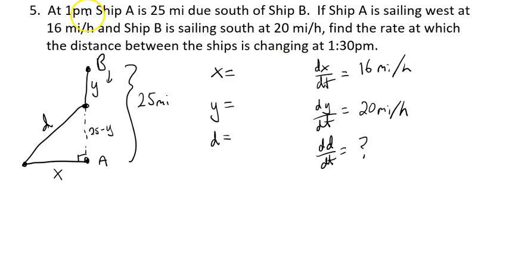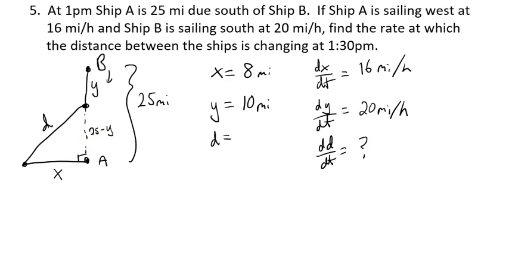30 minutes has passed. Ship A started at 1 p.m. It's now 1:30. So you can figure out how far it went. It was sailing at 16 miles an hour, and it's only traveled for half an hour, so ship A has traveled 8 miles. Ship B was sailing at 20 miles an hour, and again, it's traveled for half an hour, so ship B has traveled 10 miles along that y. So that x distance is 8, and that y distance is 10.